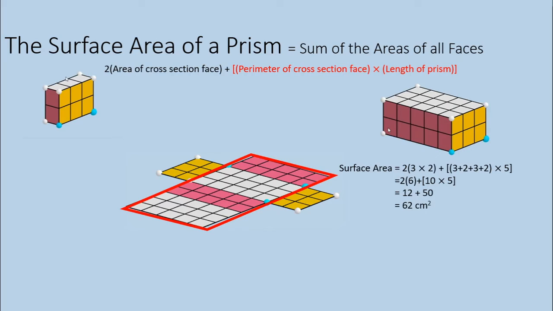Now this shape as well, we could work out the surface area of this one by unfolding it. Or we can just look at it as 2 times the area of the cross-sectional face plus the perimeter of that cross-sectional face multiplied by the length of the prism. So that's going to be 2 times 3 times 2, which is this area here, plus the perimeter of this prism is 1, 2, 3, 4, 5, 6, 7, 8, 9, 10. That's this here. And we're multiplying that by the length here, which is 1. That's going to be 2 times 6 plus 10 times 1, which is 12 plus 10, 22 centimeters squared again.